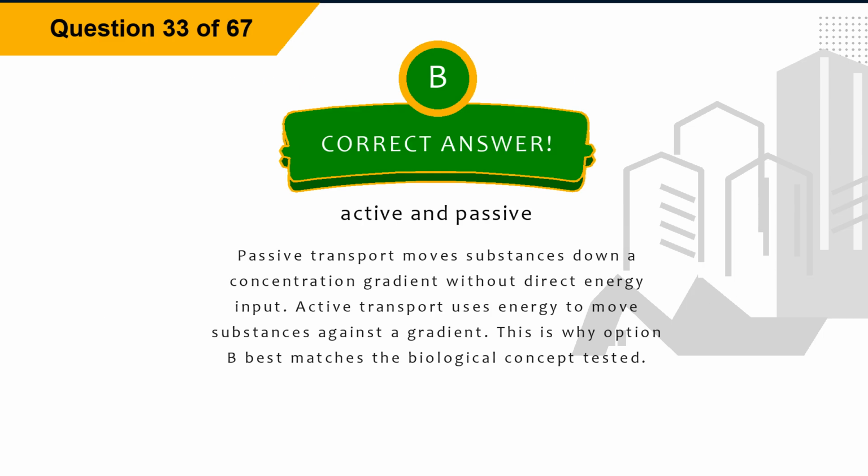Explanation: passive transport moves substances down a concentration gradient without direct energy input. Active transport uses energy to move substances against a gradient. This is why option B best matches the biological concept tested.